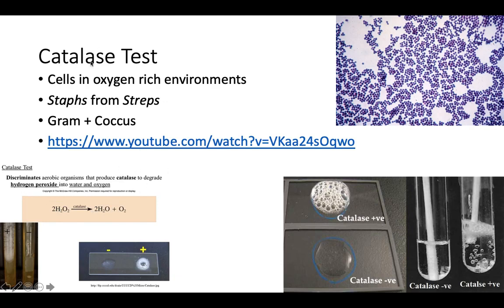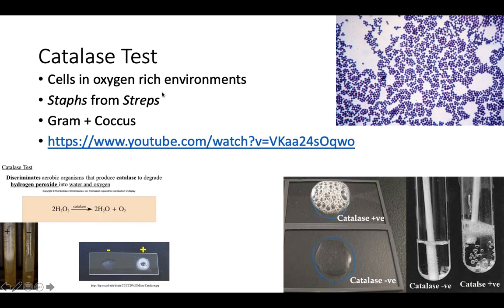So if you produce the enzyme catalase, if you're a Staphylococcus species that lives on the skin, these guys are aerobes. They live on the skin, they use oxygen, so they have to be able to break down those toxic oxygen byproducts. So they come in contact with hydrogen peroxide, and the catalase enzyme will break down hydrogen peroxide into water and oxygen, which is completely harmless. Both of those things are totally harmless to the bacteria. They don't mind that at all.